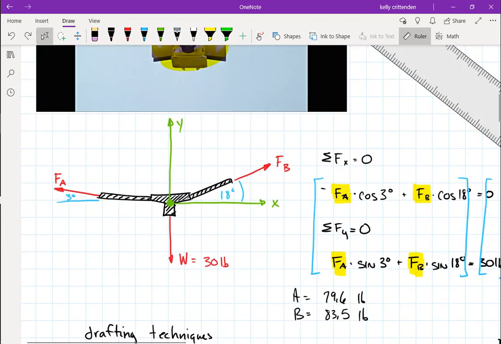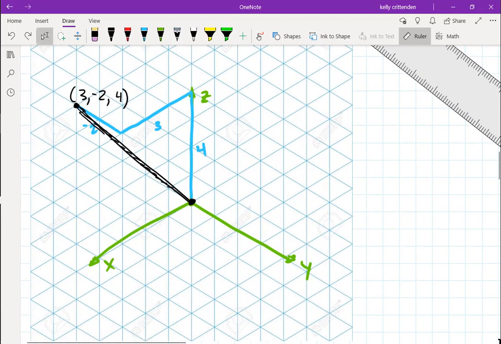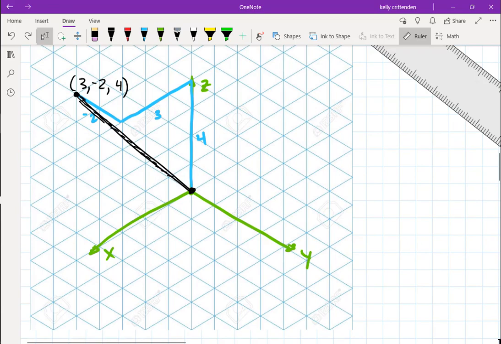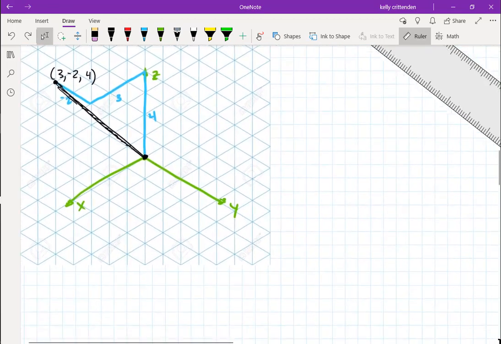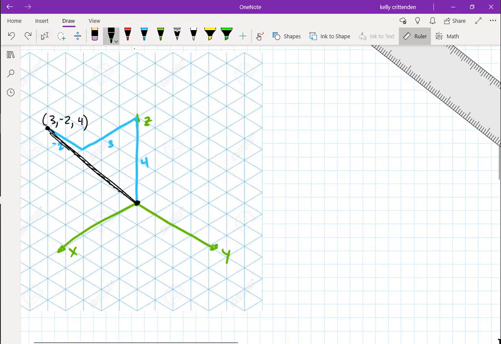We're right here, and we were doing these cosines of 18, cosines of 3 degrees. We're going to do that with this guy. So what we're going to do is first we need to know the length of this cable. So let's make it a little smaller to get some room, maybe over to the side. So the length of the cable.